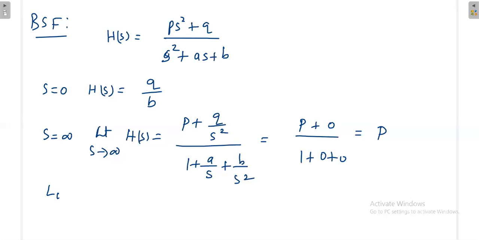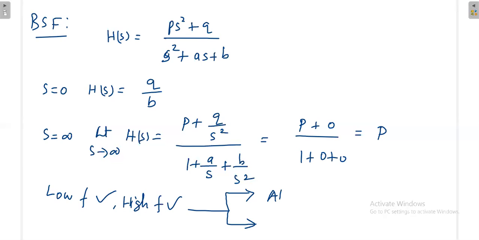Again, if this is the case, two cases are possible because we do not know what is happening at the mid frequency. Suppose it is allowing the mid frequency, then it may be the all pass filter, because we do not know. If it is not allowing the mid frequency, then it may be the band stop filter.